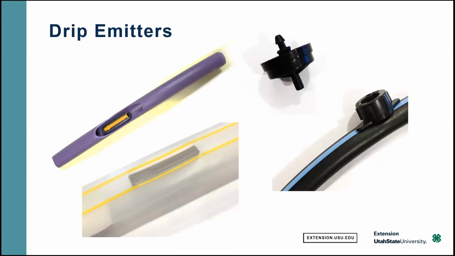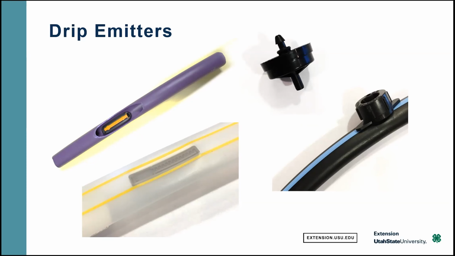So drip emitters, there's a lot of types. We generally have, I'm going to say, roughly 3 general types of drip products. We can have what you see on the right, which is like a button emitter. You get a tube, you poke a hole in it, and you ram a little emitter into it. Wherever you have a plant, you have a lot of flexibility in how that goes in.